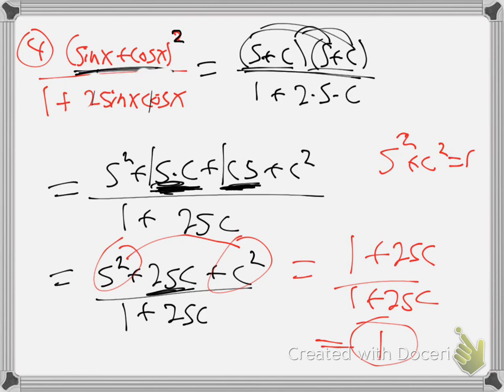Everybody see that last step? Right? The sine squared and cosine squared, put them together, they're 1. And that whole thing's a big 1, therefore. Right? Same thing over itself. Big fancy 1. Questions on that one? I'll move on.